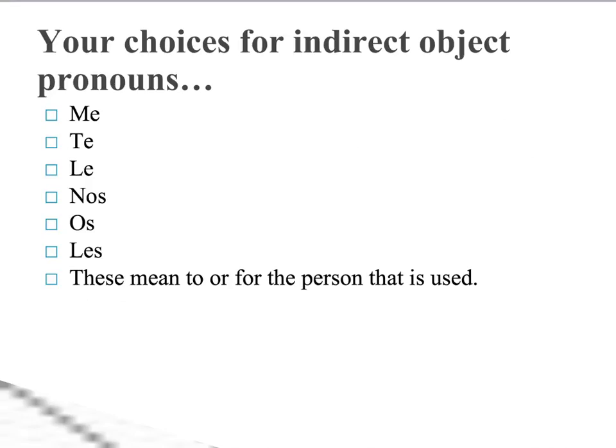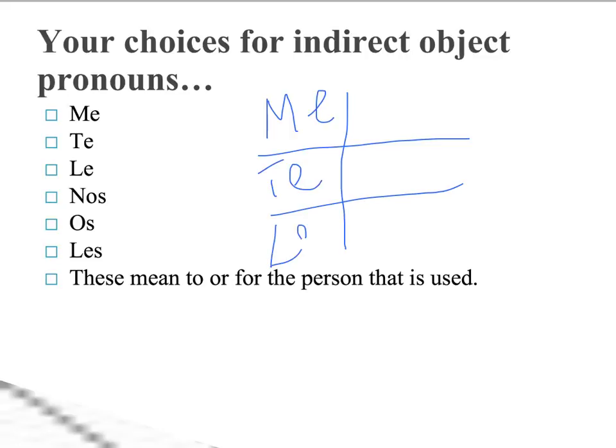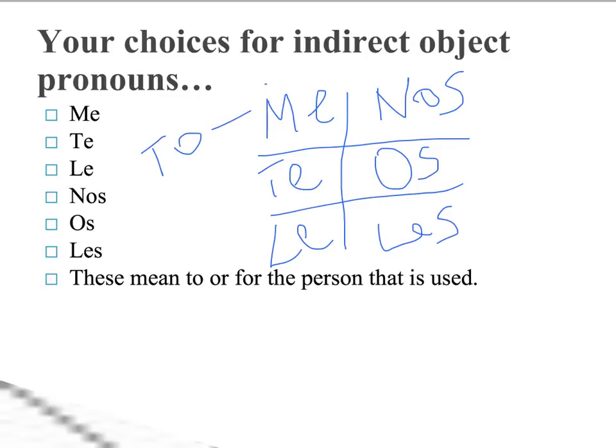Your choices for indirect object pronouns are me, te, le, nos, os, les. I figured I would just write them in for you here, and they go in the order that they came. So it looks kind of like what you would expect. We have our me, te, le, nos, os, les. And this would mean to the person that you're talking about or for. So I might say to me or for me, to her or for her, to us or for us, etc.